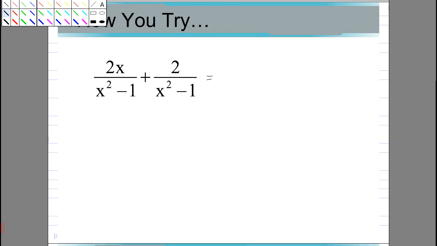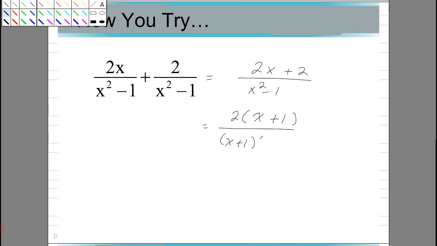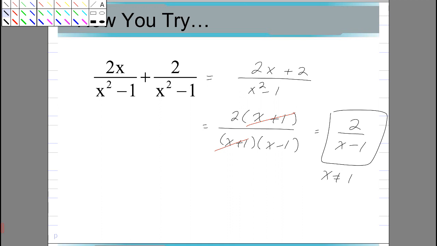Okay, these again have the same denominator, so I can just add those. 2x plus 2 over x squared minus 1. Now the numerator factors 2 times x plus 1, and the denominator is a difference of squares. So that allows for an x plus 1 to cancel out and leaves us with 2 over x minus 1. Again, where x is not equal to 1, because 1 minus 1 would be 0.